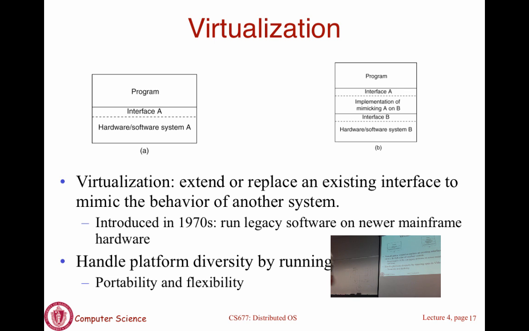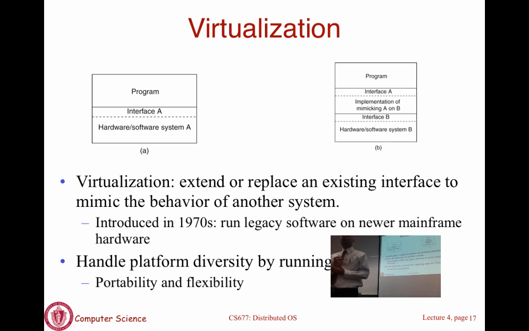Okay? Now, if you actually take interface B and write a layer of software on top of it, which takes interface B and mimics interface A using B, okay, then you can take that original program and run it here, because now that layer has actually exposed to you interface A, except that interface A is actually implemented internally by mapping it to a different API. You're using one API to mimic another API. Okay? This is what we will call virtualization. Okay? It is the ability to extend or replace an existing interface to mimic the behavior of another interface or another system.